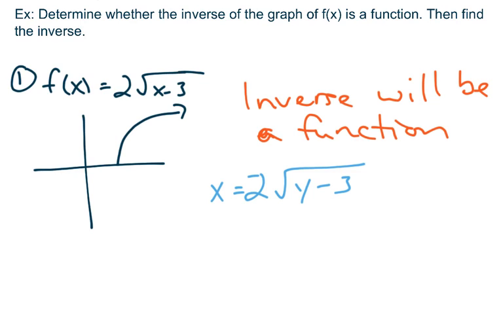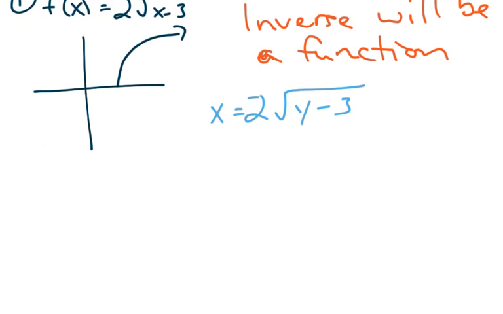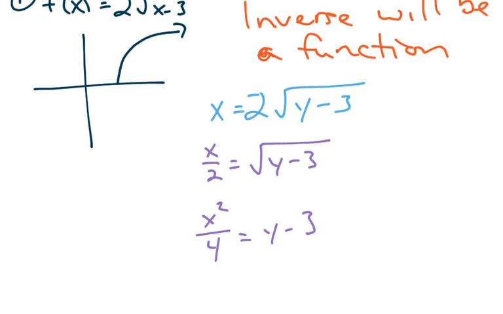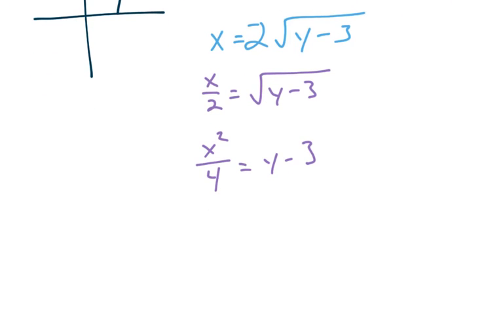And let's go ahead and solve for y. We've got to get rid of the 2 first. So we'll have x over 2 is equal to the square root of y minus 3. Go ahead and get rid of the square root now by squaring both sides. So now when we square this fraction, we need to square both the top and the bottom. It's not going to be just x squared over 2. It's actually going to be x squared over 4. x times x, 2 times 2. And that's equal to y minus 3. We just have one more step here, and we need to add 3 to both sides. So y is equal to x squared over 4, and then plus 3.